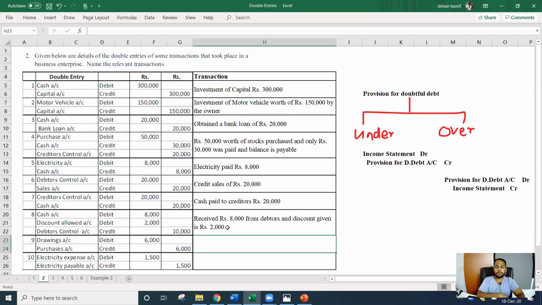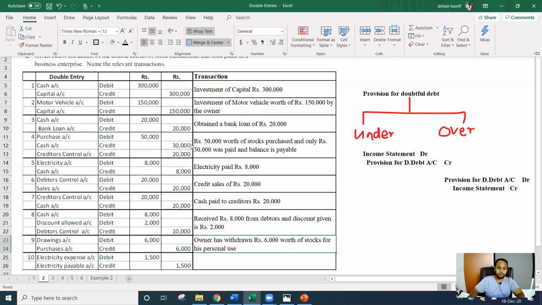Purchases credit. Drawings debit. Drawings debit means the owner has taken from the business. So if he takes cash, cash will be credit. If he takes stock, purchases will be credit. Owner has withdrawn 6,000 worth of stock for his personal use.